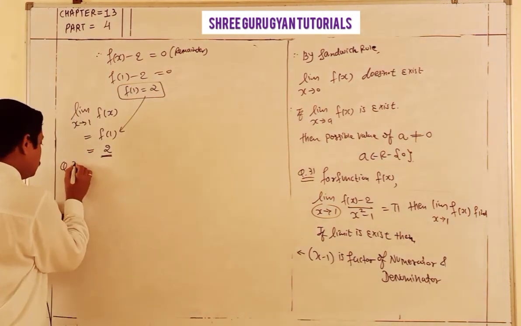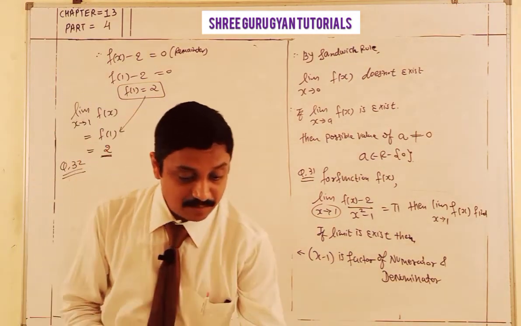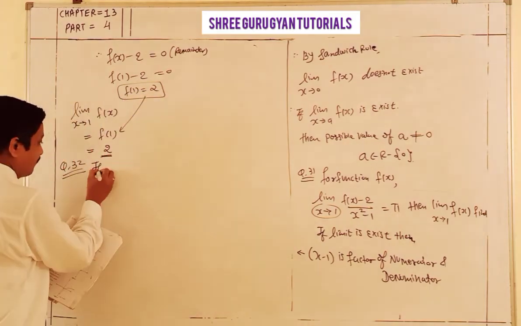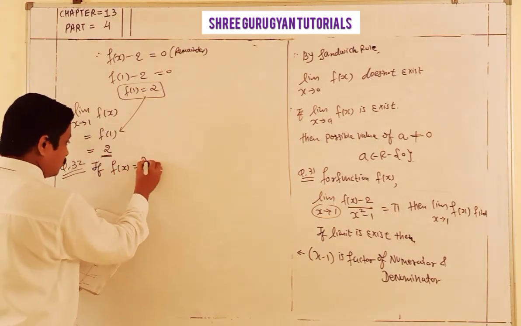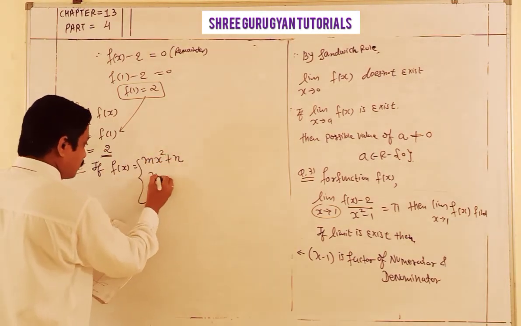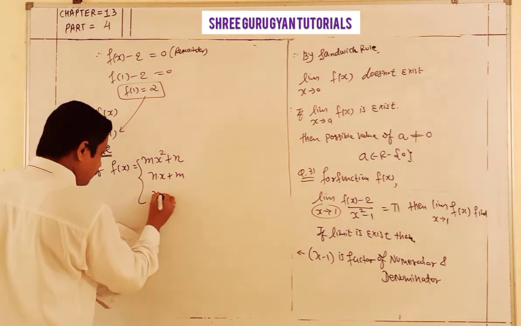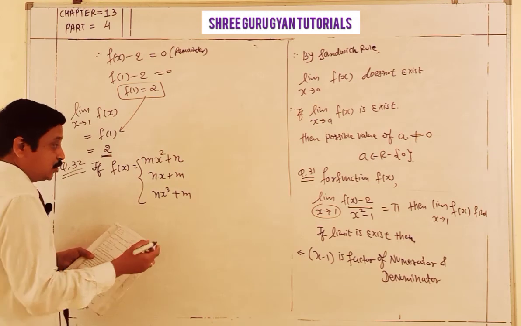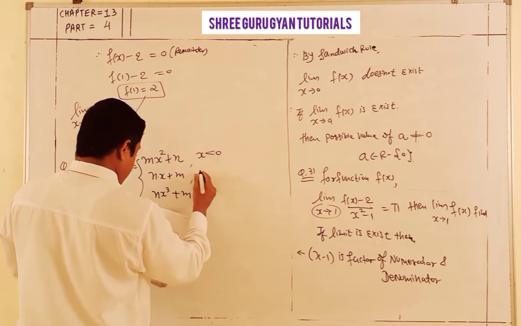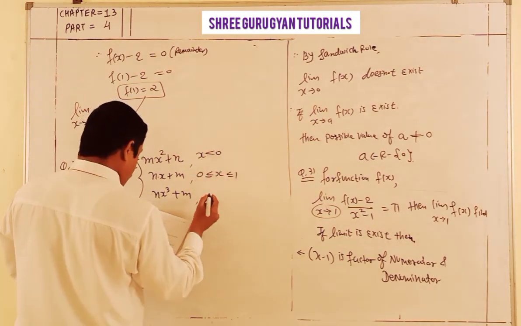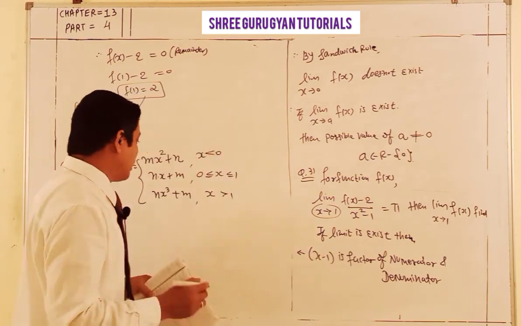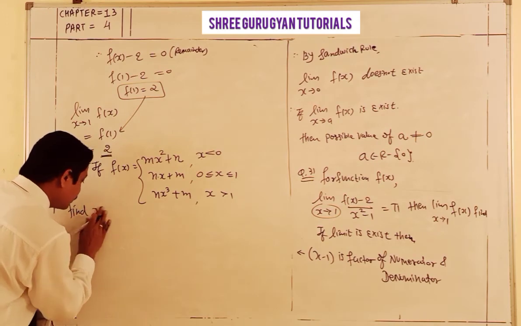Now question 32 is also a logical sum. Completely logical questions, again asked by the sandwich theorem. If f(x) equals mx square plus n for x less than 0, nx plus m for 0 less than or equal to x less than or equal to 1, and nx cube plus m for x more than 1. Then find the integer values of m and n.